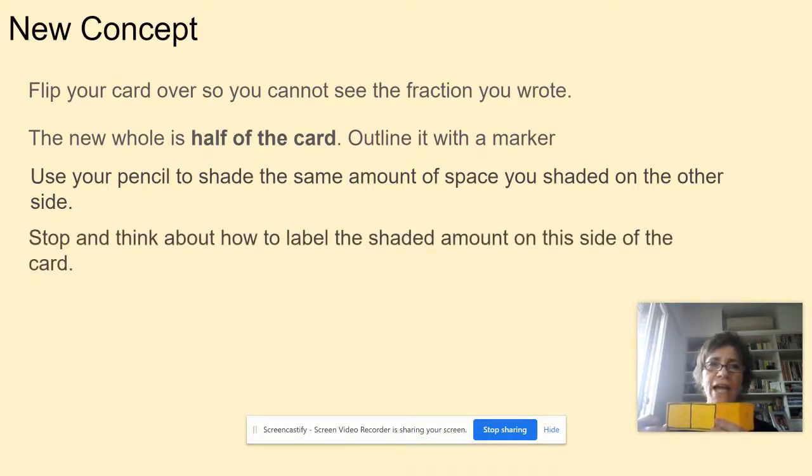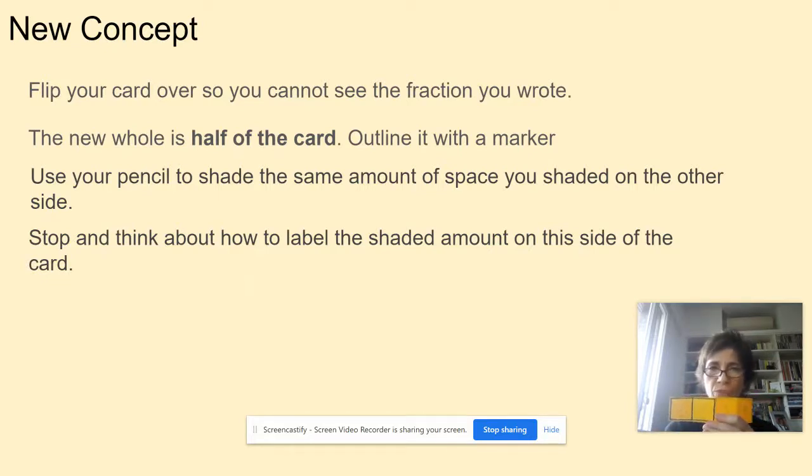Stop and think about how to label the shaded amount on this side of the card. So pause and think, how am I going to label this? Here I had the whole card, divided into 4 parts. I shaded one of them and I labeled it 1/4. Now I turn it over. This time my whole is this part here. I shaded the same piece, but how am I going to label it? Am I always going to label it 1/4?